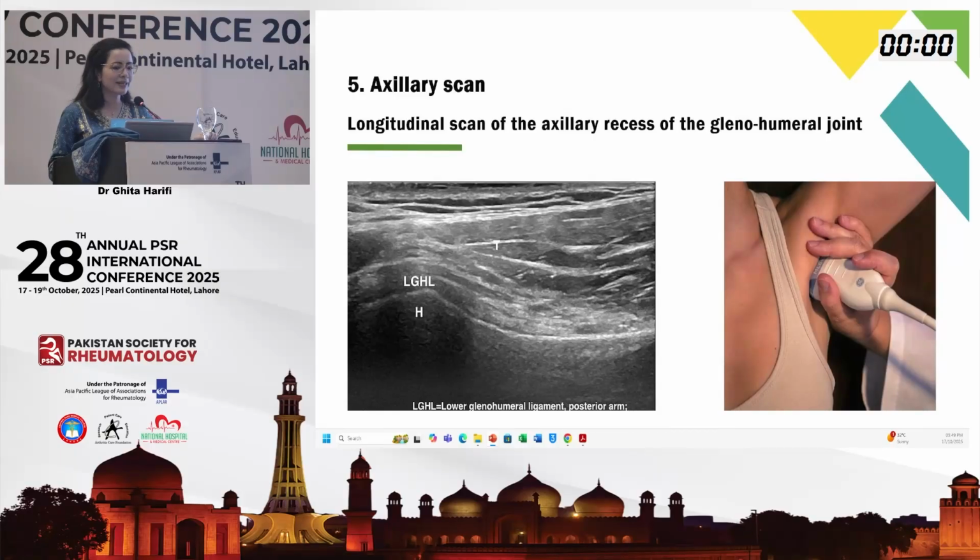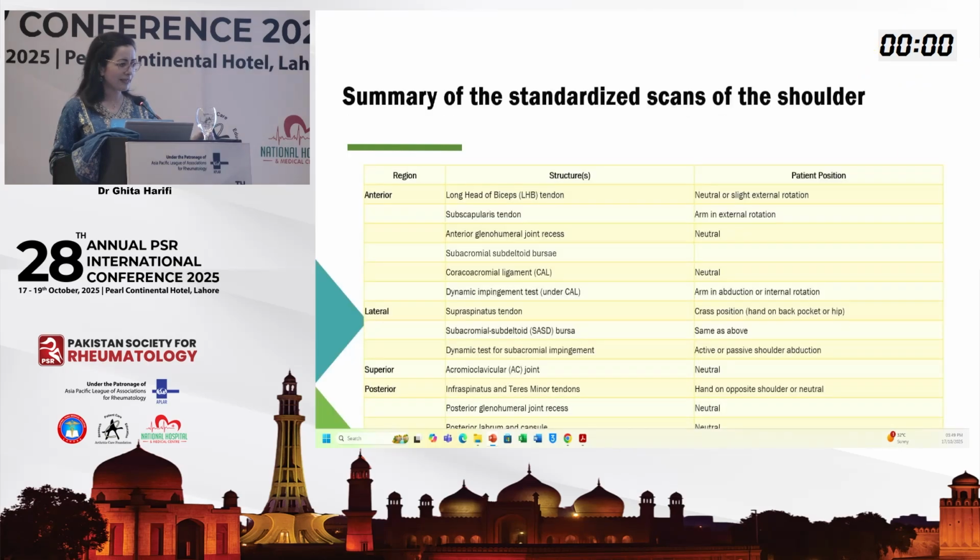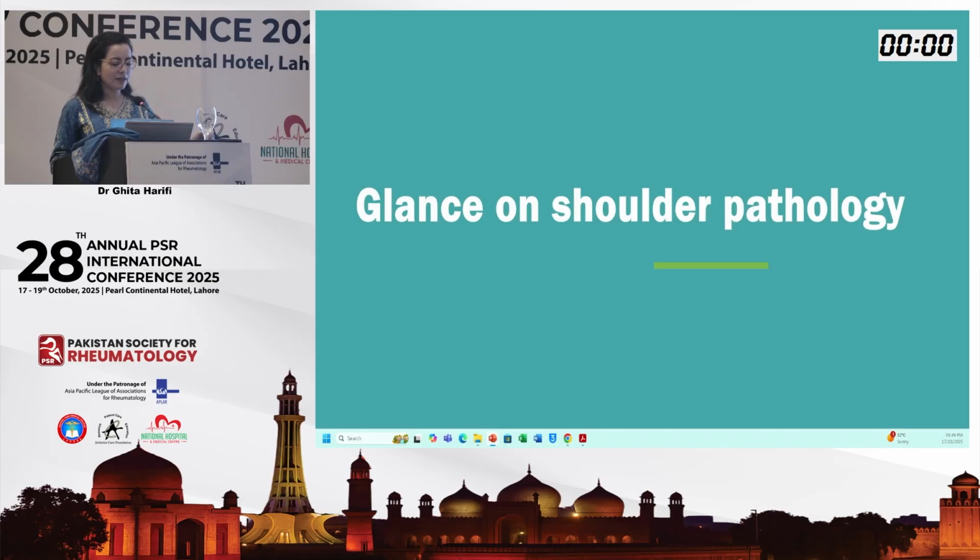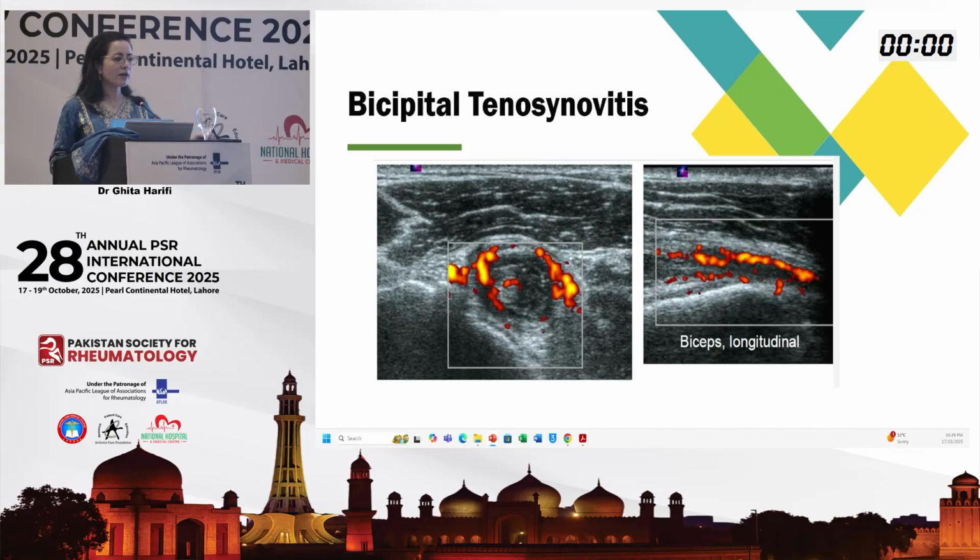So the last axis would be the axillary scan, which is to appreciate the axillary recess of the glenohumeral joint, and which takes more importance probably when you're doing vascular scanning for giant cell arteritis to try and identify any abnormalities of the axillary vessels. So this is a summary of the standardized scan of the shoulder joint, and I would like to quickly take a glance at shoulder pathology with you, what we can see while scanning with ultrasound.